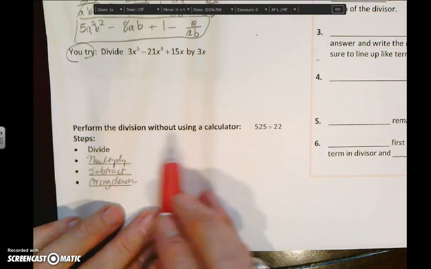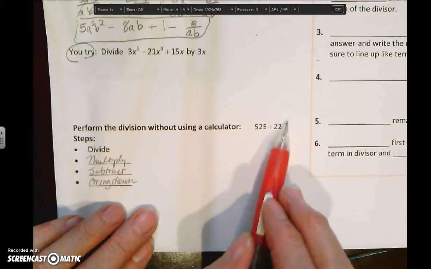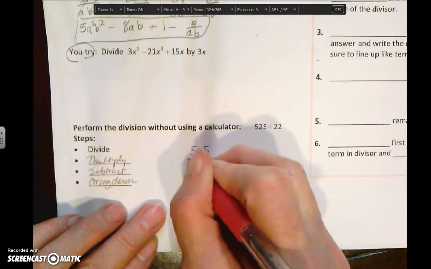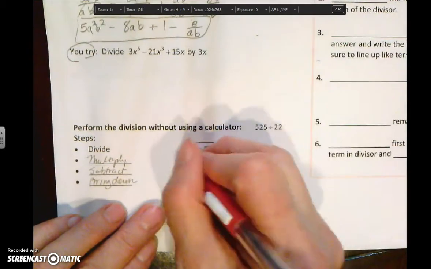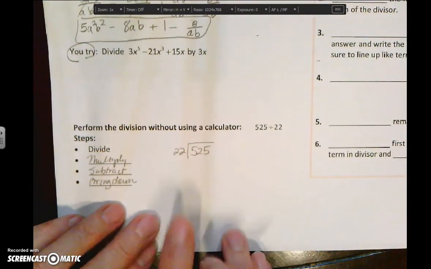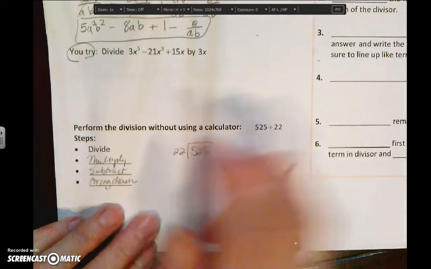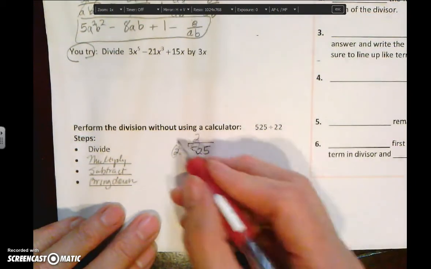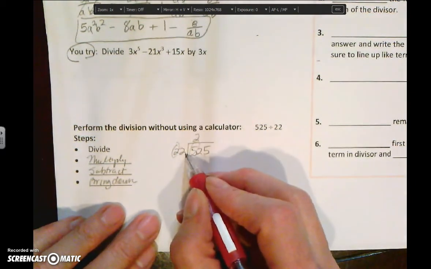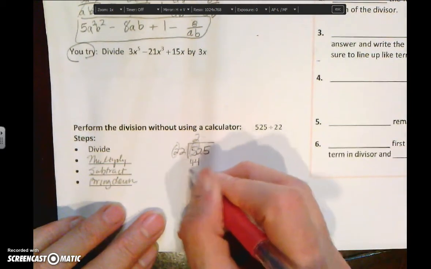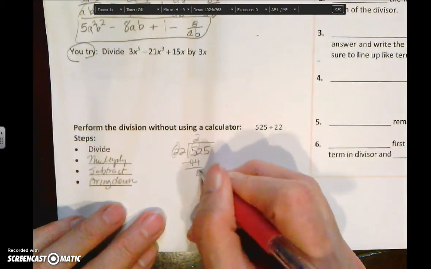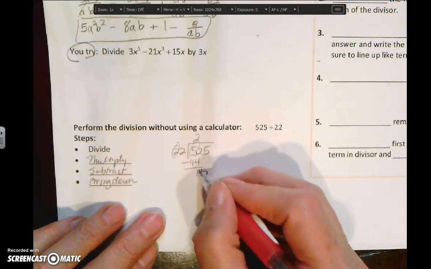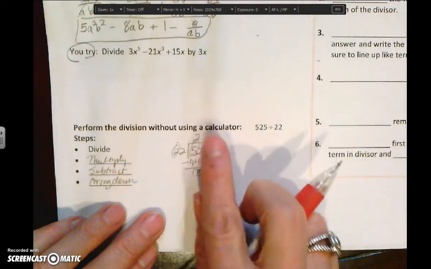Just very quickly, when you learned how to divide 525 divided by 22, you would put your 525 inside of the bracket, and then you would divide it by 22. And then you would proceed through these steps. You estimate how many times 2 goes into 5, and you'd get a 2. Then you'd multiply that 2 times 22 and get 44. Then you would subtract and get 8, and then you would bring down your next number, and repeat that work to get your final answer.